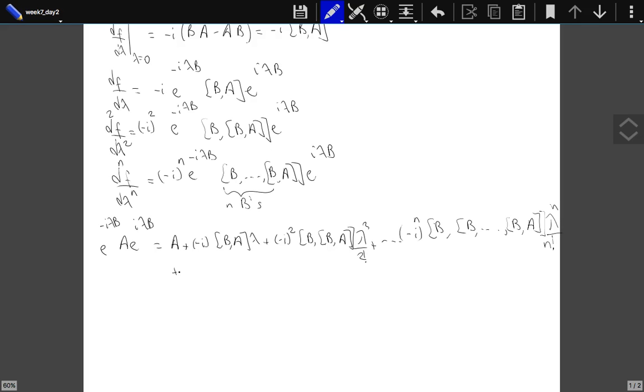Plus, of course, we have all the other terms. So this is called the Baker-Hausdorff formula for such terms. Now we can apply it to our time evolution. So shall we look at the time evolution of A dagger, or X and P?